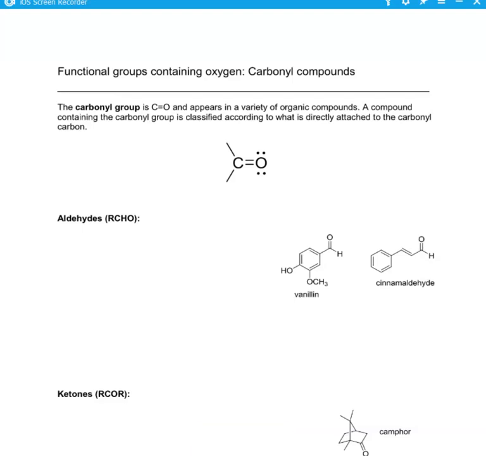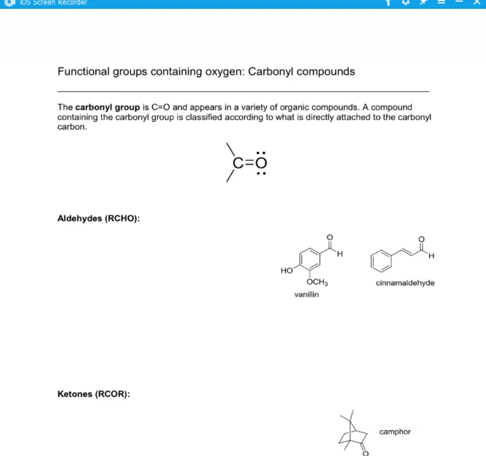Let's continue with our discussion of functional groups. So we're going to continue talking about types of compounds that contain oxygen. We looked at alcohols and ethers in the previous video, and in this one we're going to focus on what are called carbonyl compounds. So a compound that contains C double bond O is called a carbonyl compound.